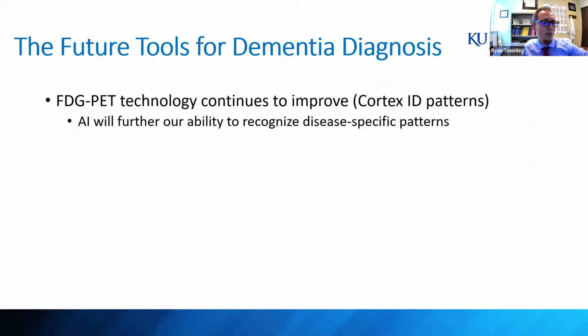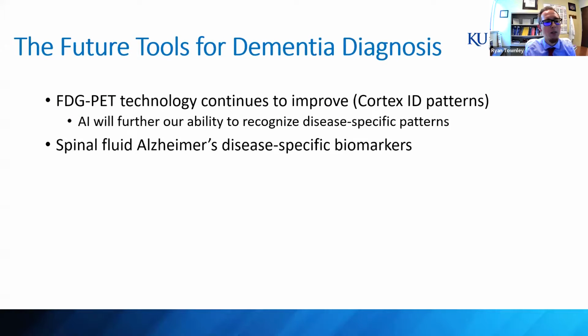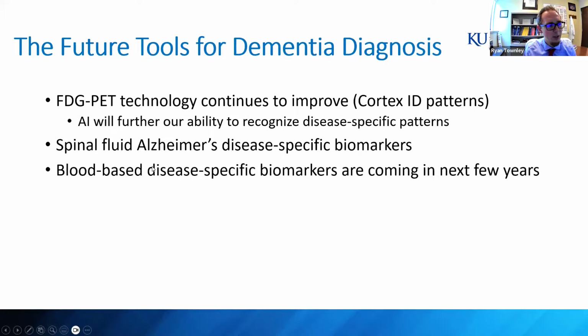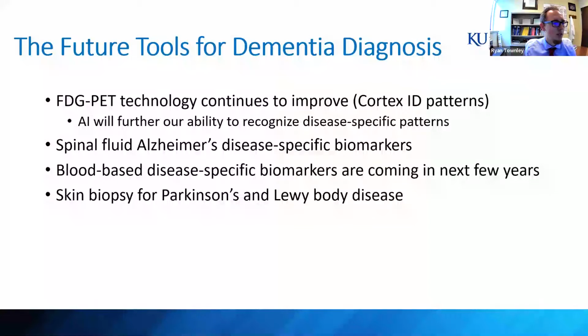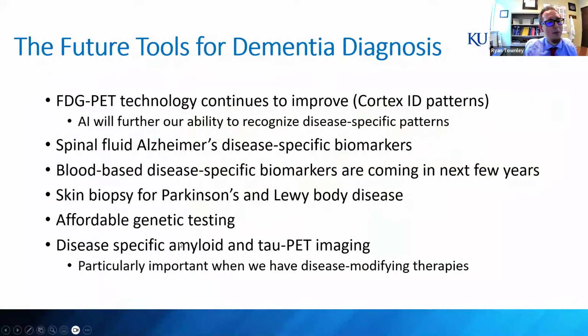So to summarize a few things here, the future tools of dementia diagnosis are going to rapidly change. They've already been rapidly changing. We're going to get AI that's going to help recognize these different patterns, these network-level changes, and that's going to be really beneficial. We already have spinal fluid markers, but blood-based markers are going to really expand access and ease of use, and that's really going to be a key change in what we're doing. We regularly use skin biopsies for Parkinson's and Lewy body disease confirmation. We've got more affordable genetic testing, which can be helpful. And we can order amyloid PET scans now, but eventually we'll also be able to order tau PET scans as well.